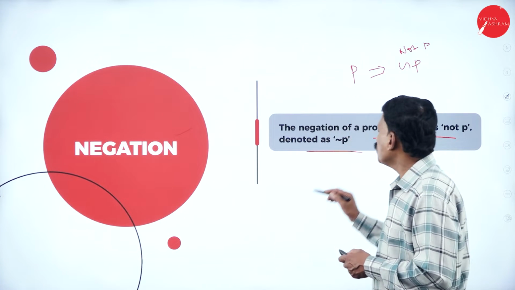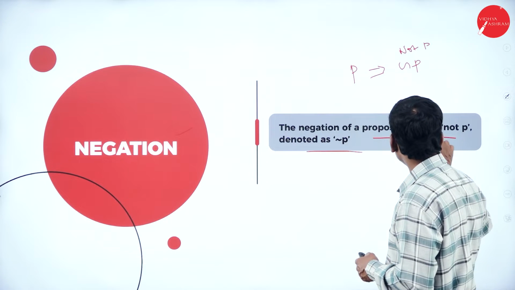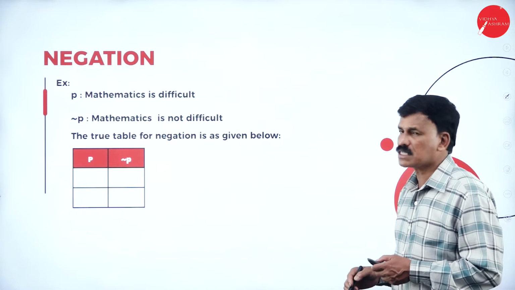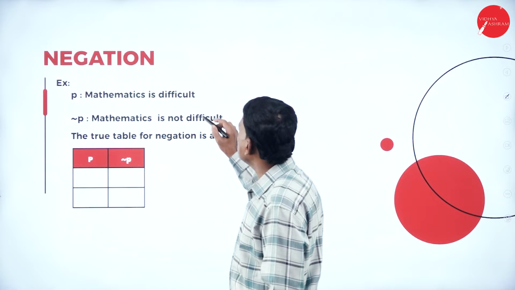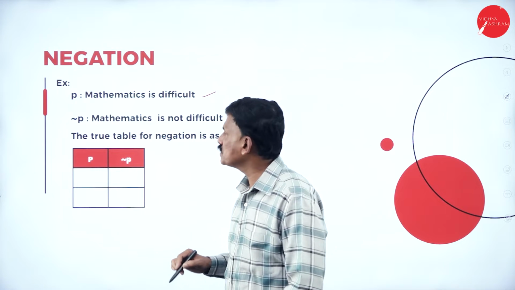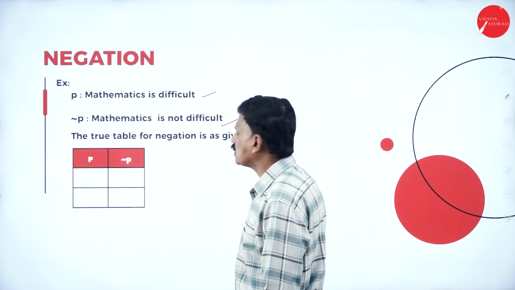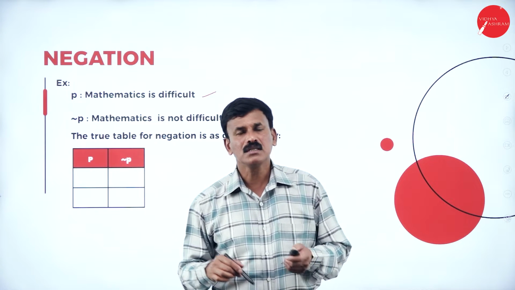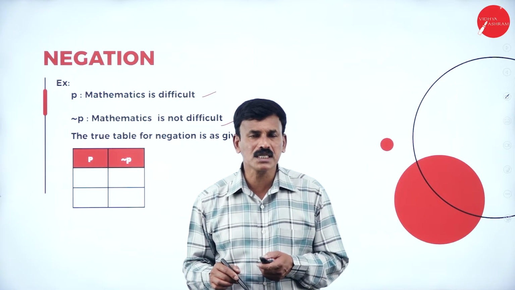So here, the negation of a proposition P is not P. Let us take an example. Mathematics is difficult. The negation of this is mathematics is not difficult. Root 2 is irrational. The negation is root 2 is not irrational.